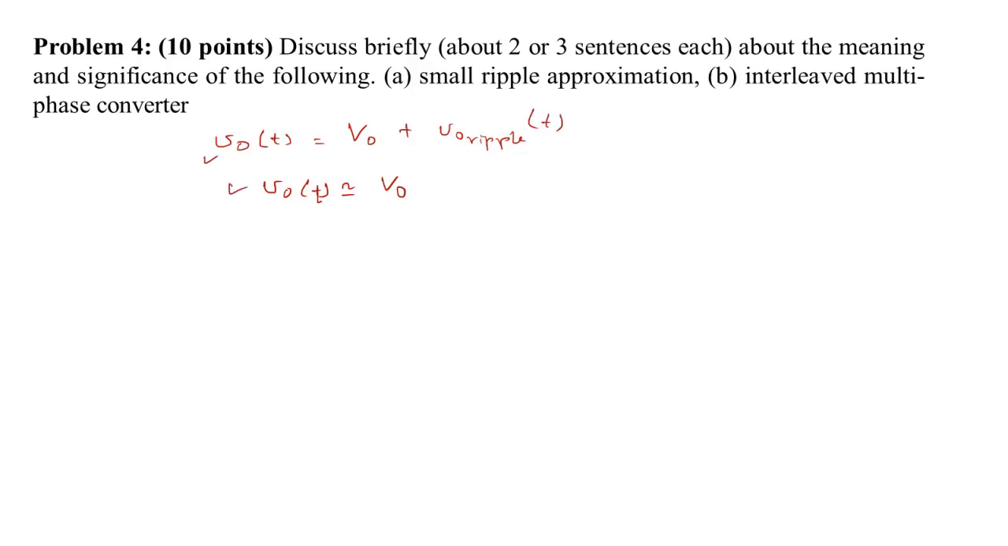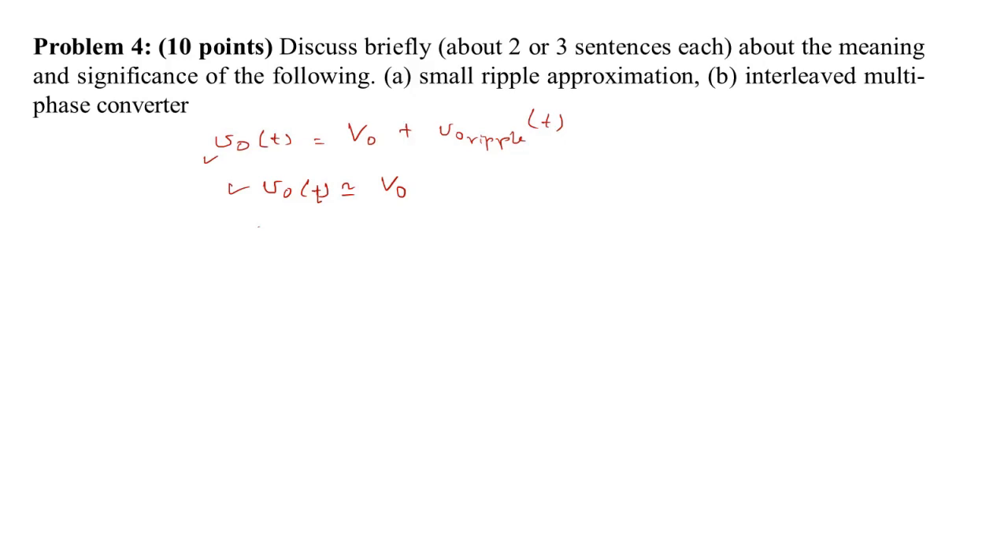But you just need to write these two equations and then say that the concept of neglecting the ripple and writing vo(t) to be equal to Vo is called a small ripple approximation, and its significance is that this approximation allows us to do easily the steady state analysis of converters, and in particular, instead of solving second order differential equations, all we have to do is just solve algebraic equations. So be as brief as possible, but just cover the important concepts.